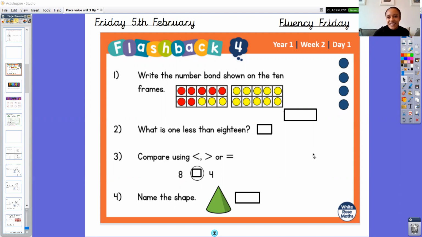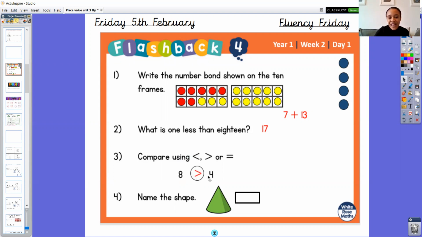Brilliant, let's have a look underneath the boxes then, well done. So write the number bond shown on 10 frames, so we've got 7 add 13, and that gives us 20, doesn't it? Because we've got 2 full 10s frames, you can see 7 red counters and 13 yellow counters. So that's the number bond shown. Question 2, what is 1 less than 18? 17, well done.